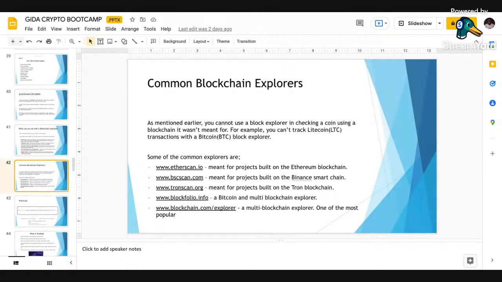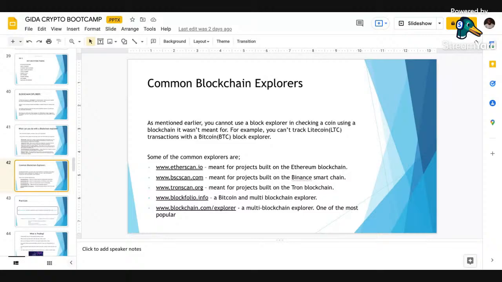So some of the common blockchain explorers are etherscan.io. These are websites that you can visit. Now for Etherscan, it's a blockchain explorer meant for projects that are built on the Ethereum blockchain. So any token that is built on the Ethereum blockchain, where you visit to check the details is Etherscan. Then bscscan.com is the blockchain explorer meant for projects that are built on the Binance Smart Chain. We have tronscan.org, a blockchain explorer meant for projects that are built on the Tron blockchain.